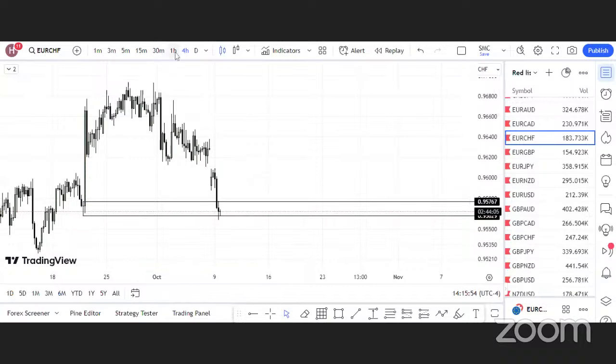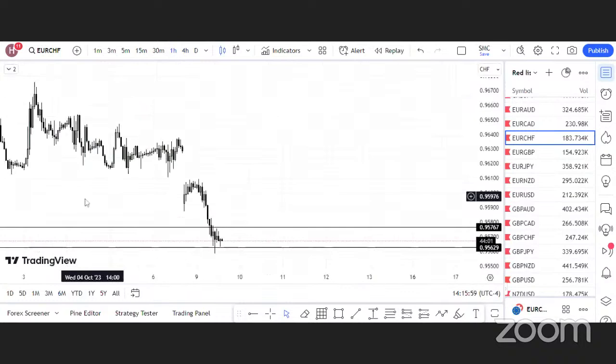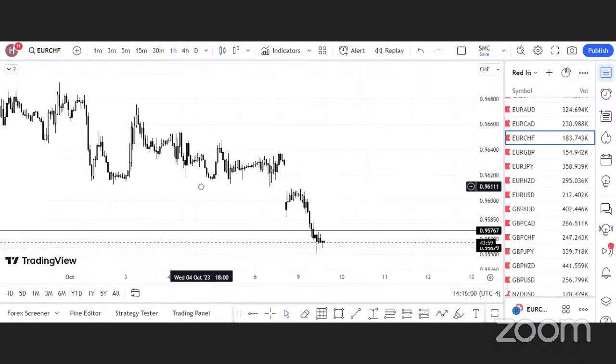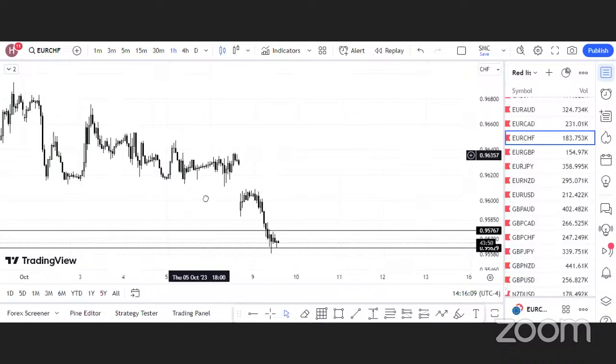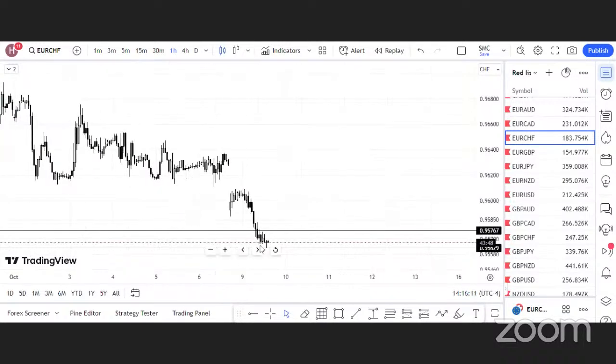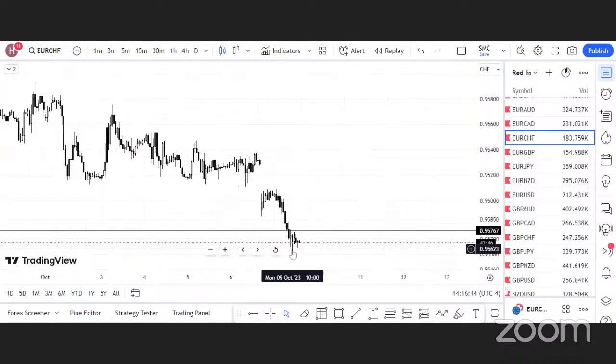So what we want to do now is come down to the 1 hour time frame to see if you can get a better view of what is currently happening inside the box. Okay, what is currently happening inside the box. So this is the 1 hour time frame. And from the look of things, you see the market is still rejecting the zone. Okay, it's still rejecting the zone.